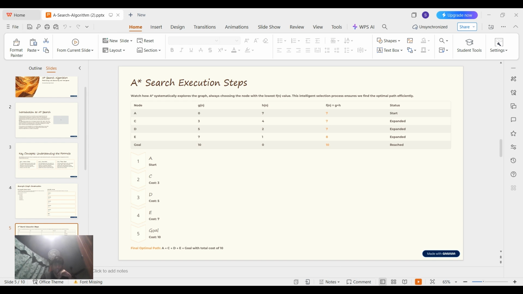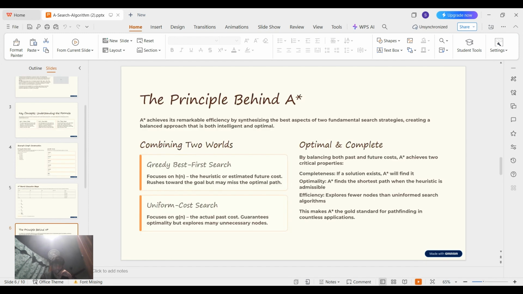Our next slide is A-star search execution steps. Here we start from node A with g(n) = 0 and h(n) = 7. Next we expand nodes based on the lowest f(n) values: A to C, C to D, D to E, and E to goal. This gives a total cost of 10, which is the shortest path. This table clearly shows how A-star systematically explores nodes and avoids unnecessary paths, ensuring efficiency and optimality.